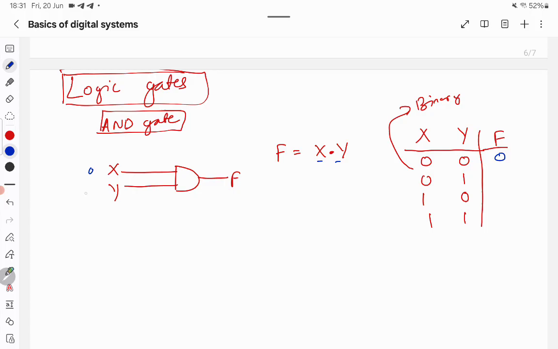If I give X as 0 and Y as 1, then 0 and 1 will be 0. These basic things you know. If I give 1 and 0, it will be 0, and 1 and 1 will be 1. So whenever both sides are 1, the function will be 1. Okay, so this is how the AND gate works.